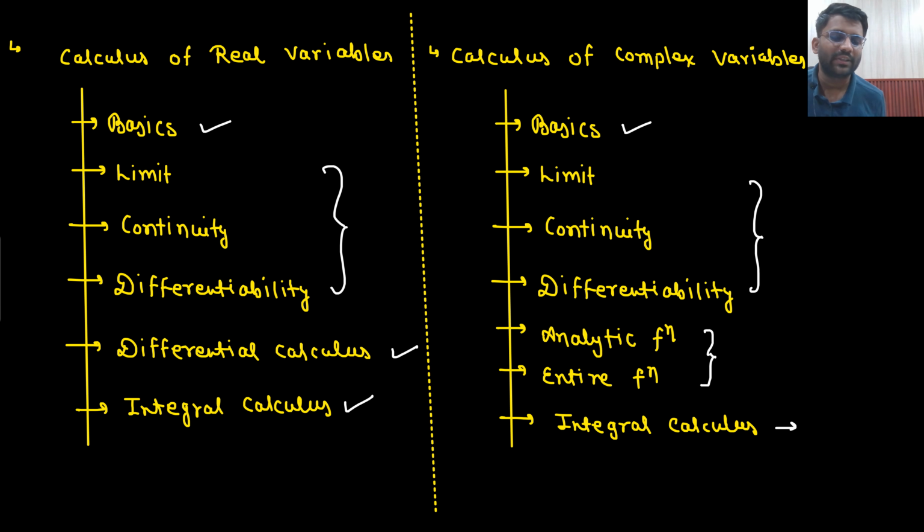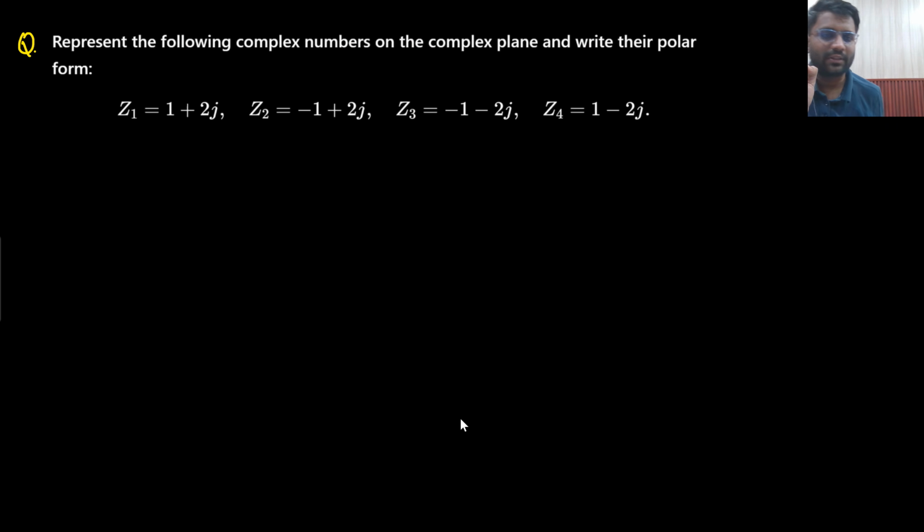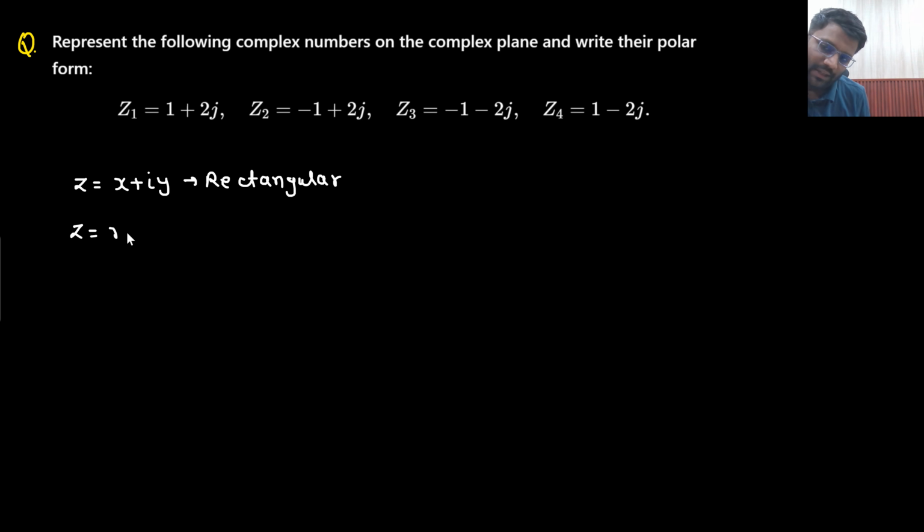So what we need to do is represent some particular numbers in the xy plane, and then represent them in the polar form. What do you mean by polar form? So z equals x plus iota y. This form is known as rectangular form. There is another form, that is z equals r e to the power iota theta.